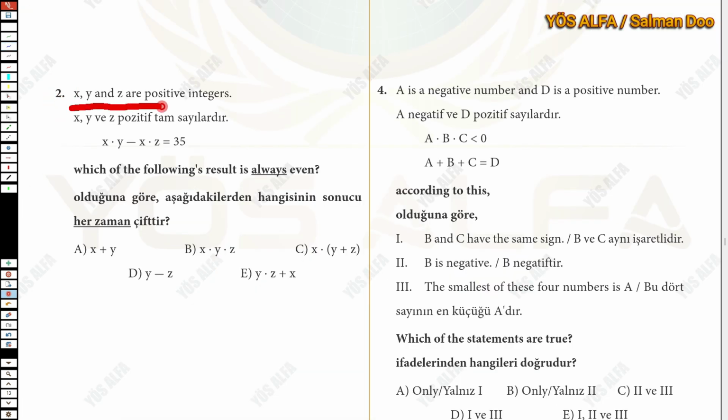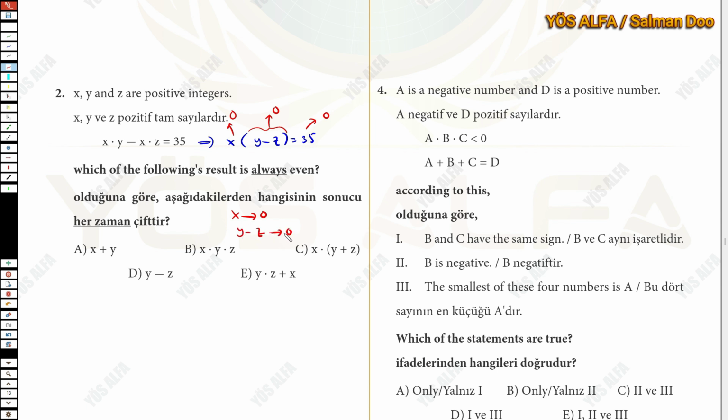2. X, Y, Z are positive integers. This expression is given, and which of the following is always even? So we can write this expression as x times y minus z is equal to 35. Since 35 is an odd number, we know that the multiplication of two odd numbers gives us an odd number. So from this statement, we know that x is odd and y minus z is also odd.